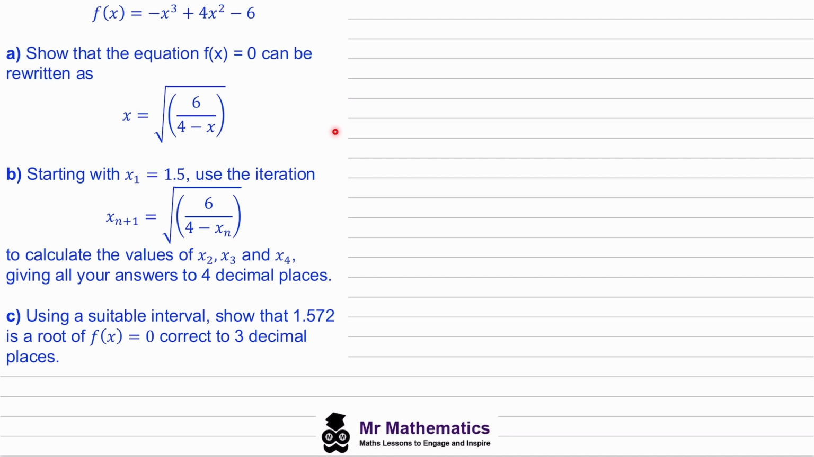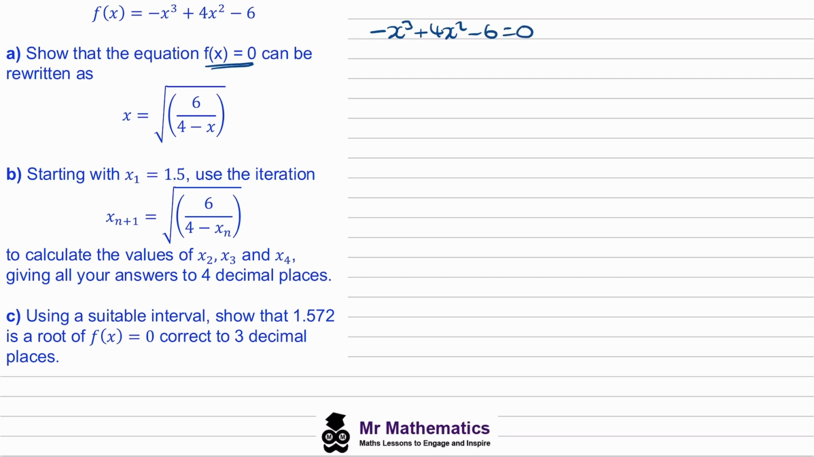So do you want to read through this question yourself and give it a go? You can pause the video and come back when you're ready. Okay, so welcome back if you had a go. So we've been given f of x equals 0. So negative x cubed plus 4x squared minus 6 will equal 0.